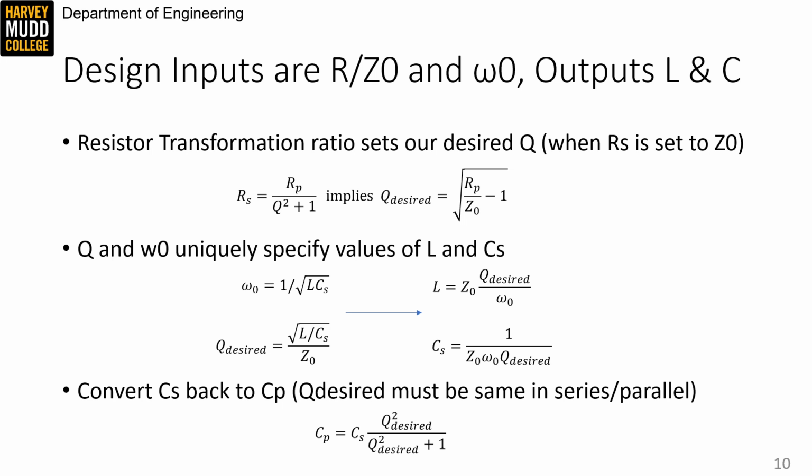Moving to the second bullet, once we know Q, we can use Q of the RLC network and omega naught of the RLC network to find values for our L and CS. We do this just by separating the two equations into unknowns. Finally, on the third bullet, we transform CS, which is a mathematical construct, back to the actual CP that we'll use in our circuit.